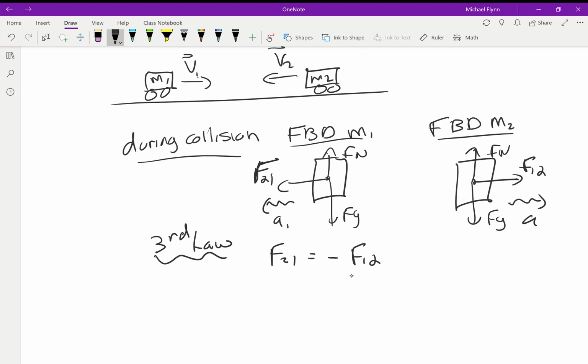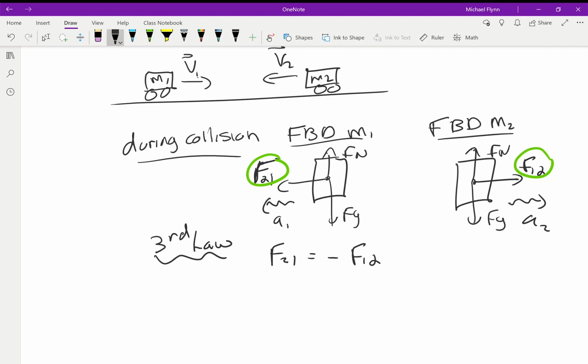These two accelerations are not going to be the same number. So this is the acceleration of mass 1. This is the acceleration of mass 2. That's not going to be the same. That will depend on their mass. But these two forces, I'll circle them in green, that one and that one have to be the same size. That's Newton's third law, okay?